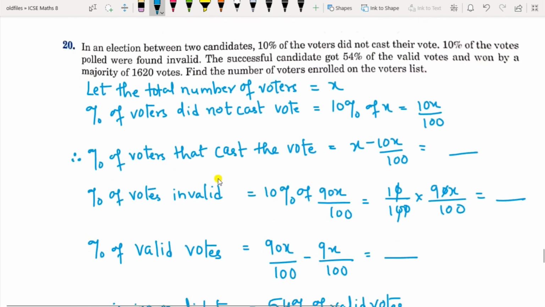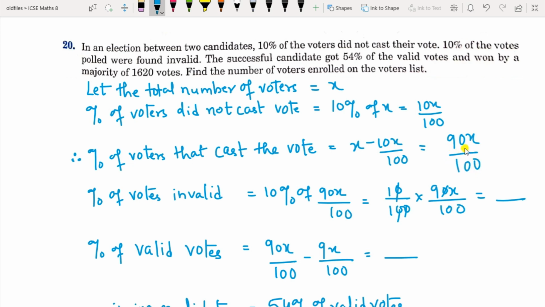Question 20. In an election between two candidates, 10% of the voters did not cast the vote. 10% polled were invalid. Successful candidate got 54% of the valid votes and won by a majority of 1620 votes. Find the number of voters enrolled on the voter list. So let the total number of voters be x. Percentage that did not cast the vote is 10% of the total, that is 10x upon 100. Therefore, voters that cast the vote will be total minus those who did not cast. So that will be 100 minus 10 is 90x upon 100. These many cast the vote.